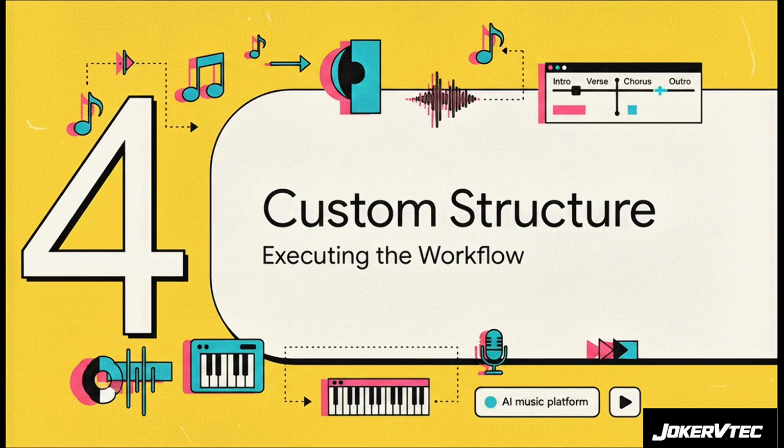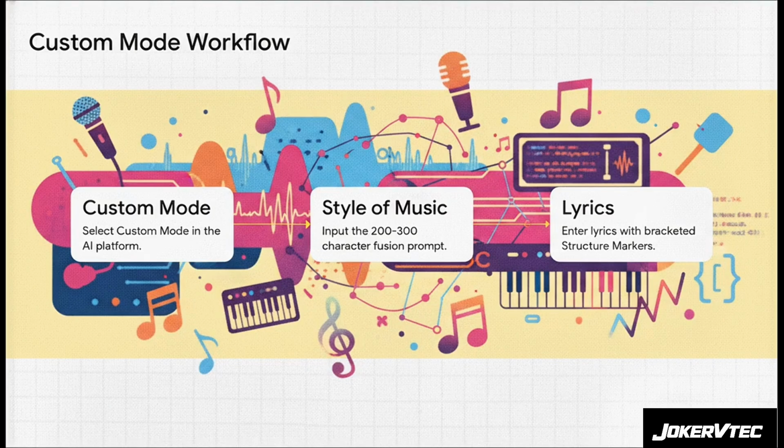Moving on to Section 4, Custom Structure and Lyrics. It's time to map these frameworks directly onto the software interface of platforms like Suno or Udio so you can execute this workflow flawlessly. Treat this chronological workflow as your ultimate roadmap. Step 1, always select Custom Mode. This is huge. It unlocks your ability to separate the musical style from the lyrics.